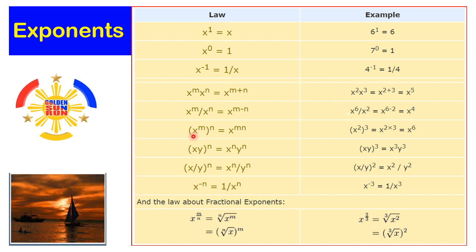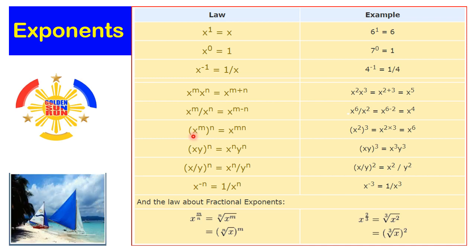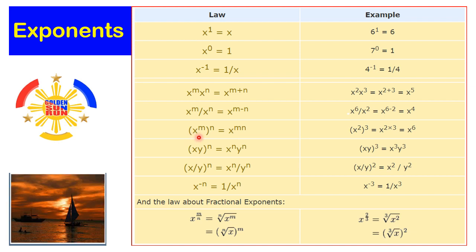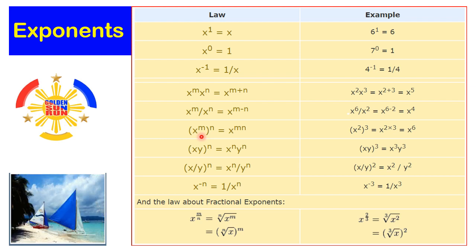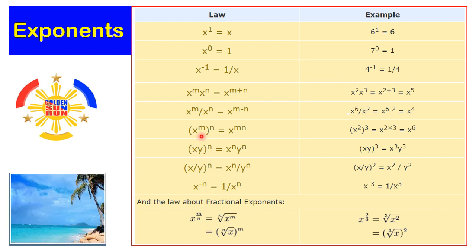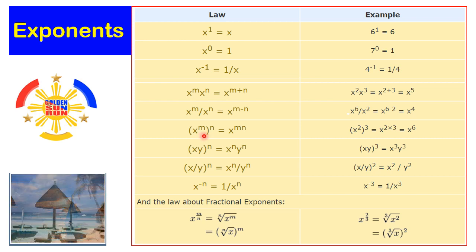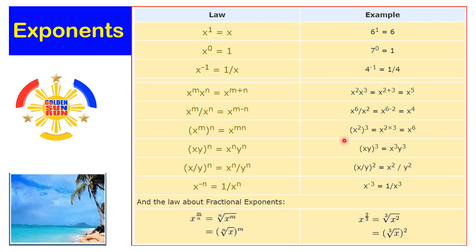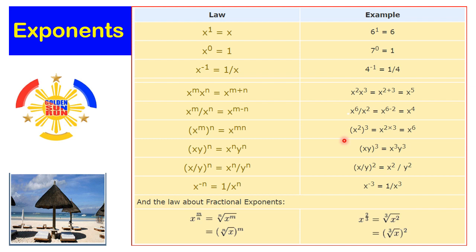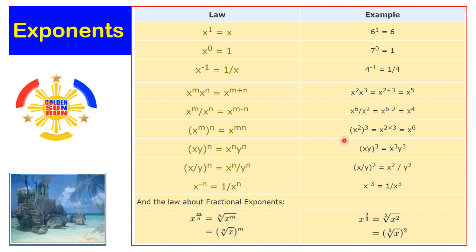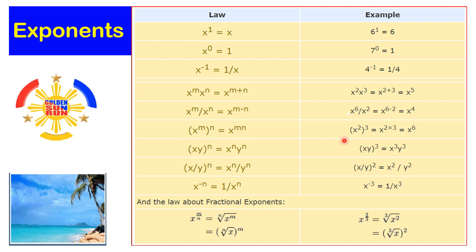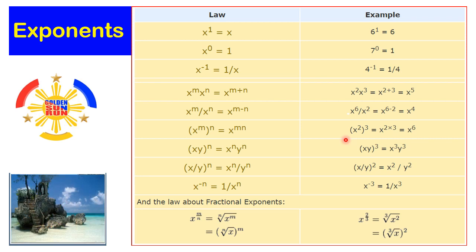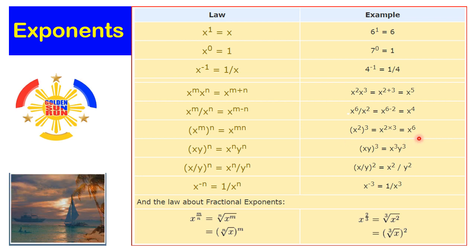Next, power of a power. The quantity x to the m, close quantity, raised to the n is equal to x to the m times n. When we have power of a power, we multiply their exponents. Example, x squared raised to cube is equal to x to the 2 times 3, which is equal to x to the 6.